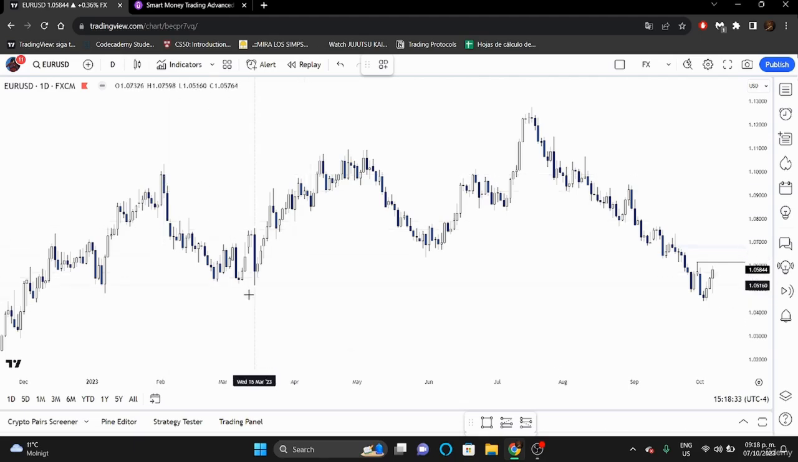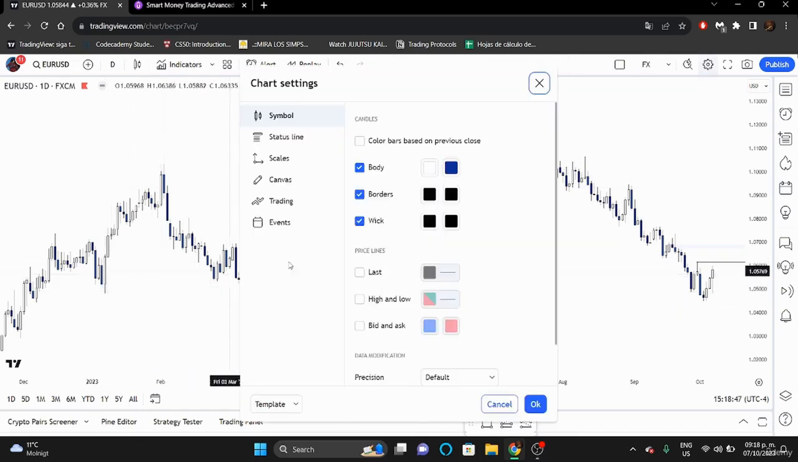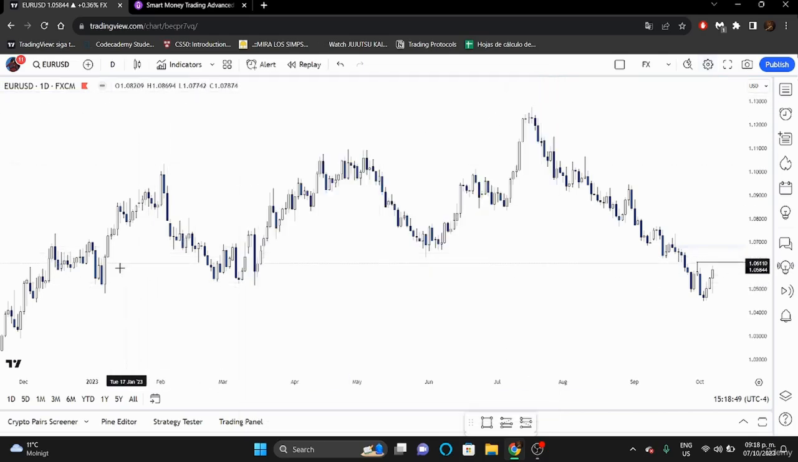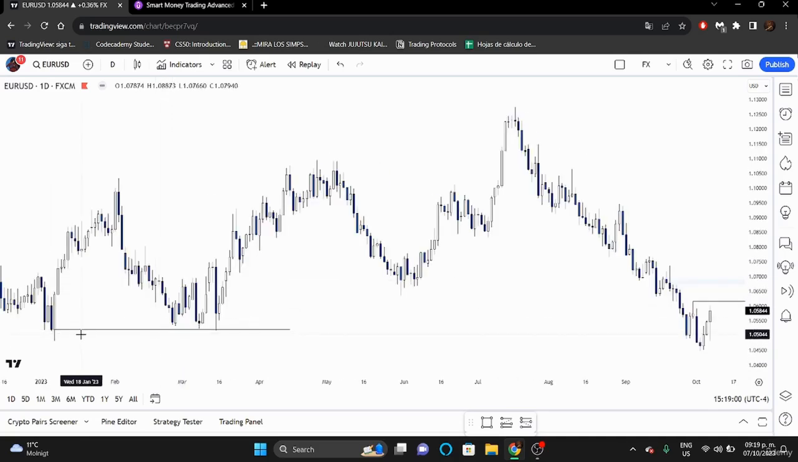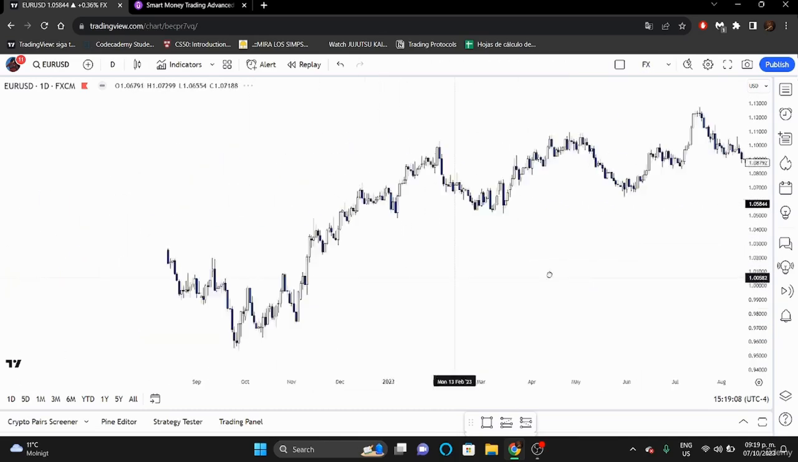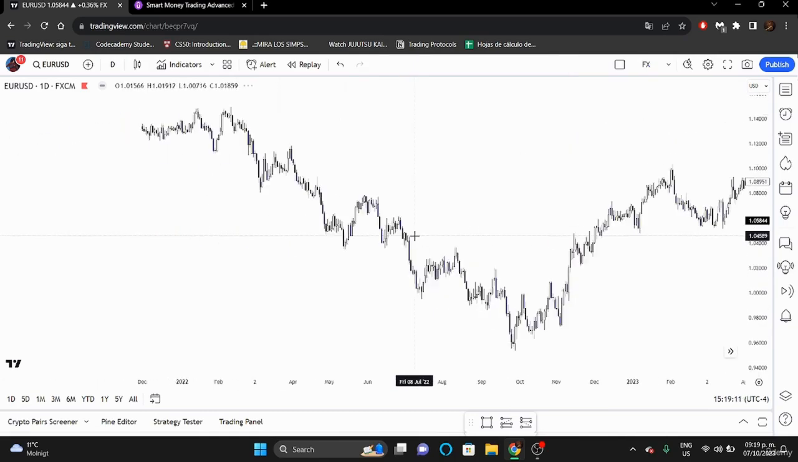For example, the highs of the bodies, so I'm more clear. This is the rejection block. This is the rejection block. This right here is the rejection block. As you can see, it never goes for the wick. It not only goes to the body, touches the body right here, continues higher. That's the rejection block.